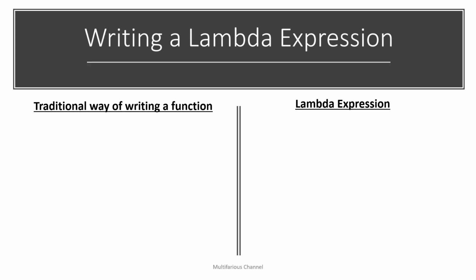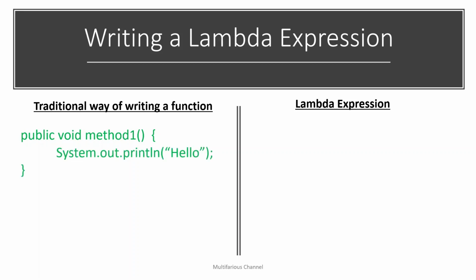Let's say you have to write a method that prints hello onto the console. This method does not take any argument and does not return anything. So in a traditional way, how will you write this? It will be public void method1 System.out.println("hello"). Now remember, what is a lambda expression? A lambda expression does not have any modifier. So let me eliminate the public keyword from here.